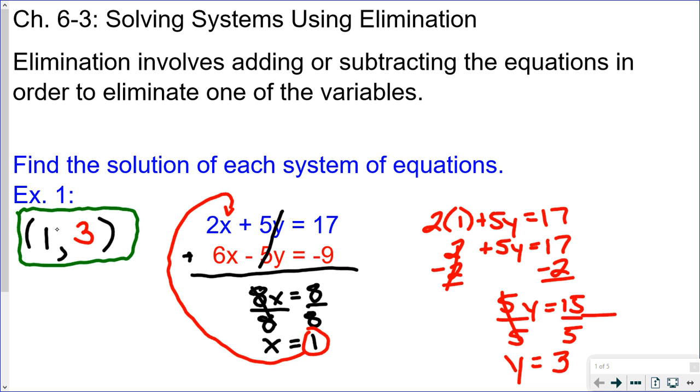And you can always check this. You can plug this into both of the equations and make sure that they both come out true. So if I plug in 1 for x and 3 for y, I'd have 2 times 1 plus 5 times 3. 2 times 1 is 2. 5 times 3 is 15. 2 plus 15 is 17. So it works for that equation. Plug it into this one, I'd have 6 minus 15. 6 minus 15 is negative 9, so it works for that one. So I know I got the right solution.